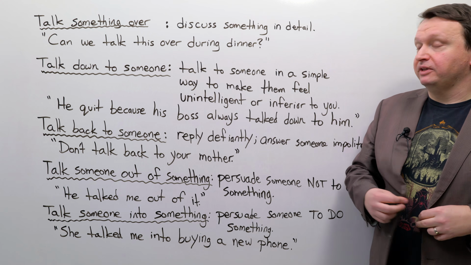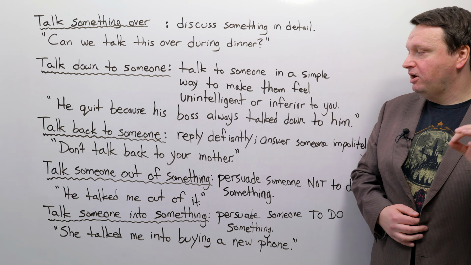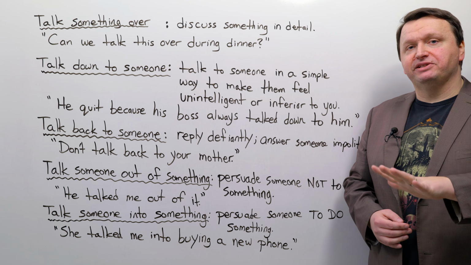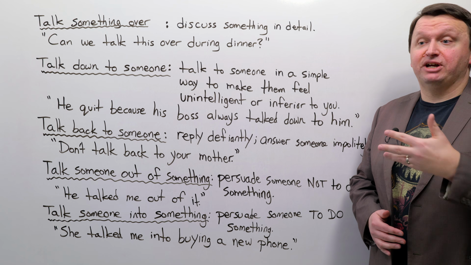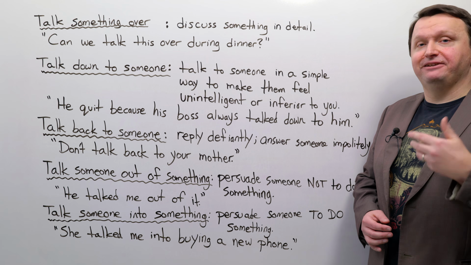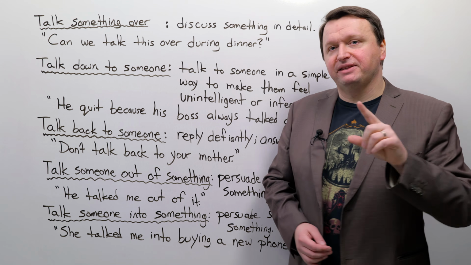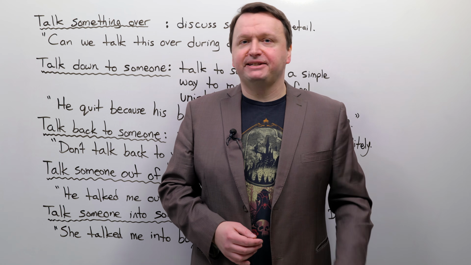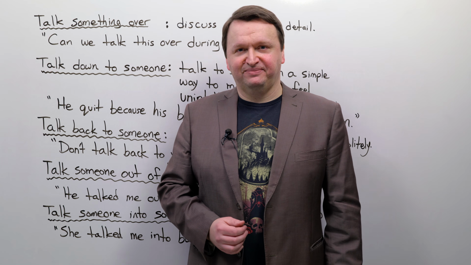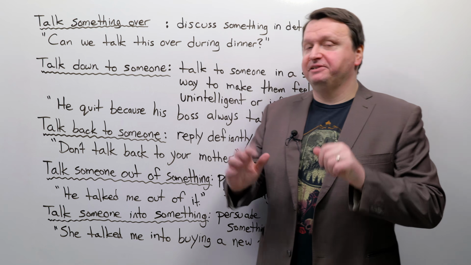For example, he quit his job because his boss always talked down to him. So his boss always talked to him like he was a child, or like he was unintelligent, or like he was inferior to his boss, and he quit. So repeat this after me. Don't talk down to me. Good.